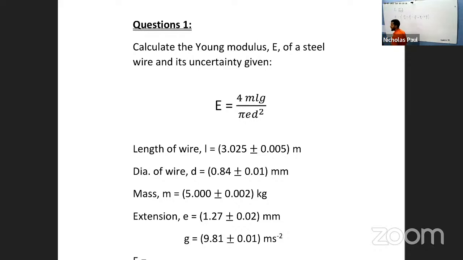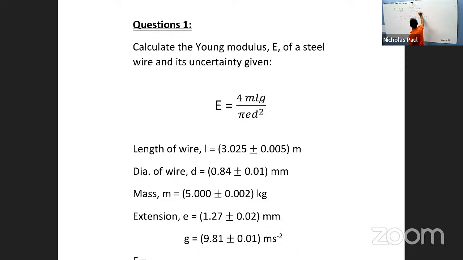Everything, just get in the habit of using the right unit. So number one, let's work out E. So that's 4 by the mass. The mass is 5. The length is 3.025. Gravity is 9.81. And you divide it by pi by the... sorry, the extension 1.27, working in SI units.